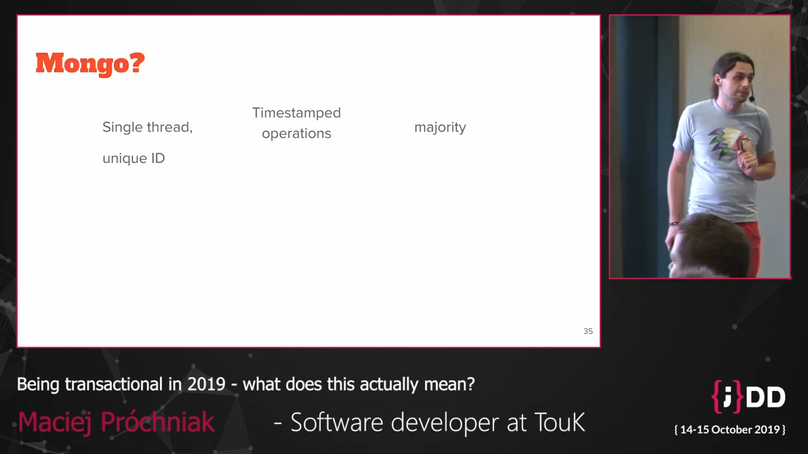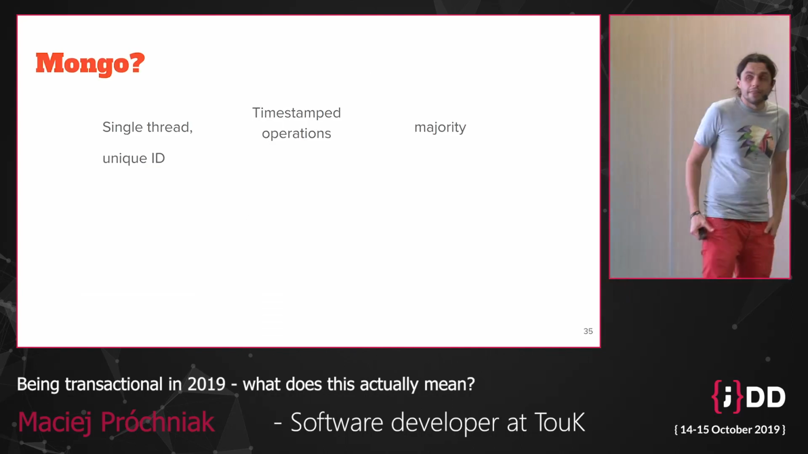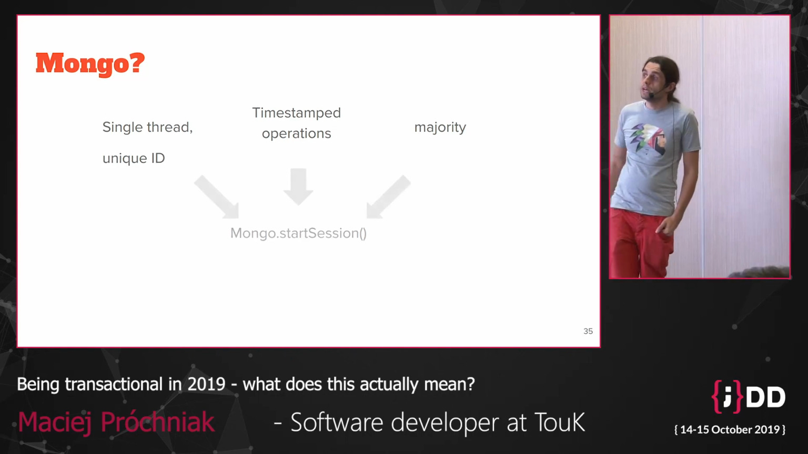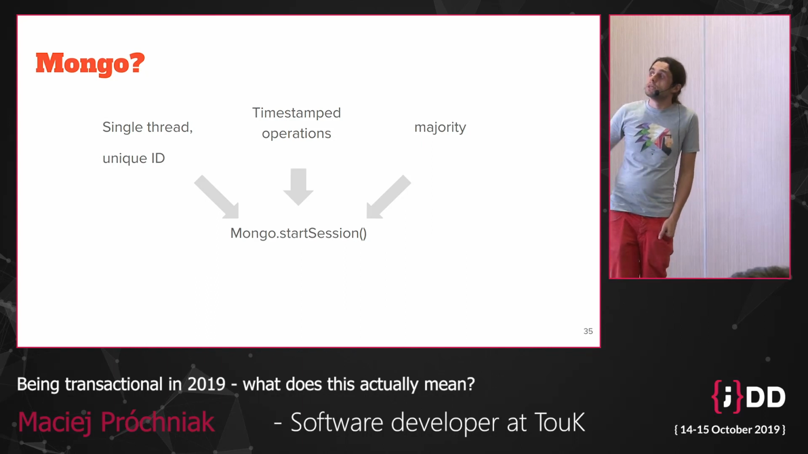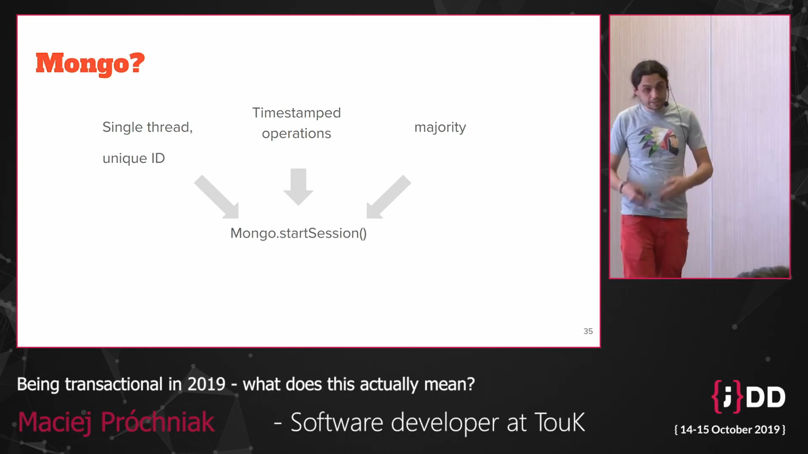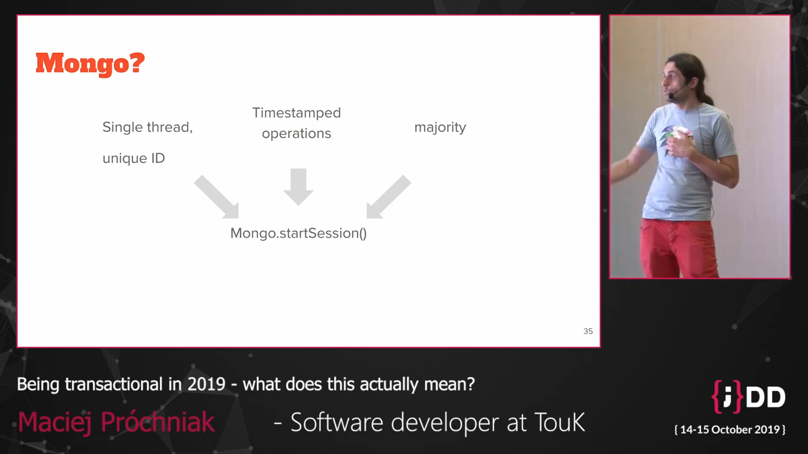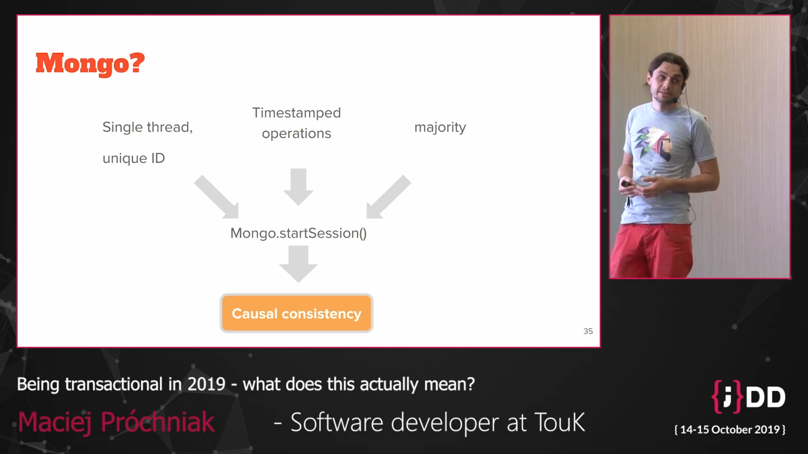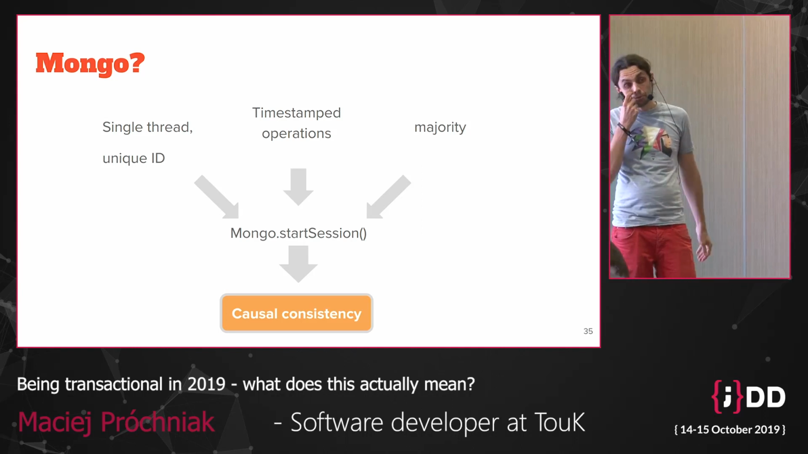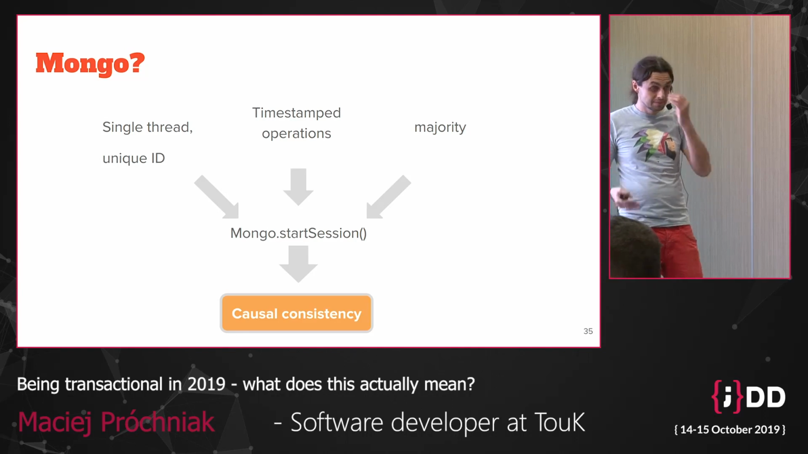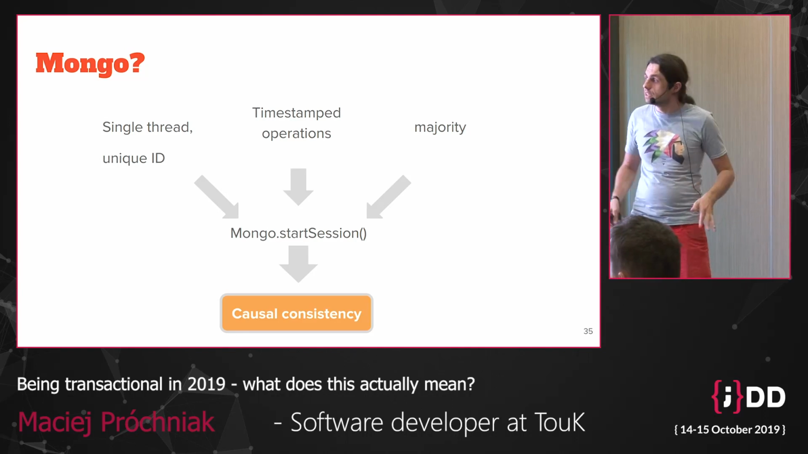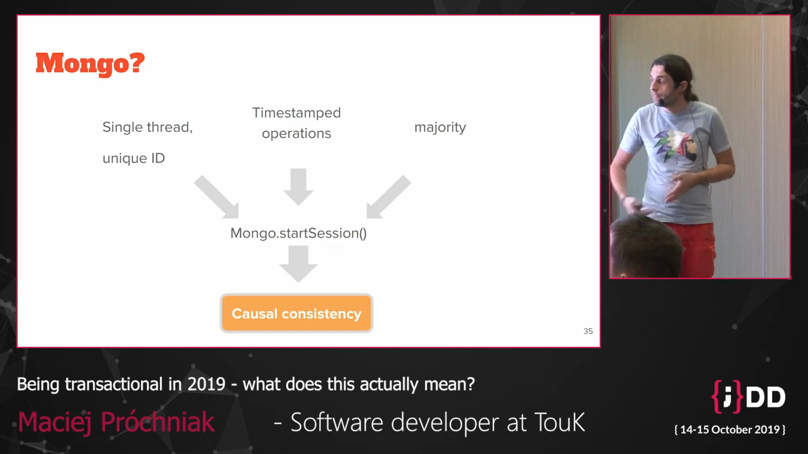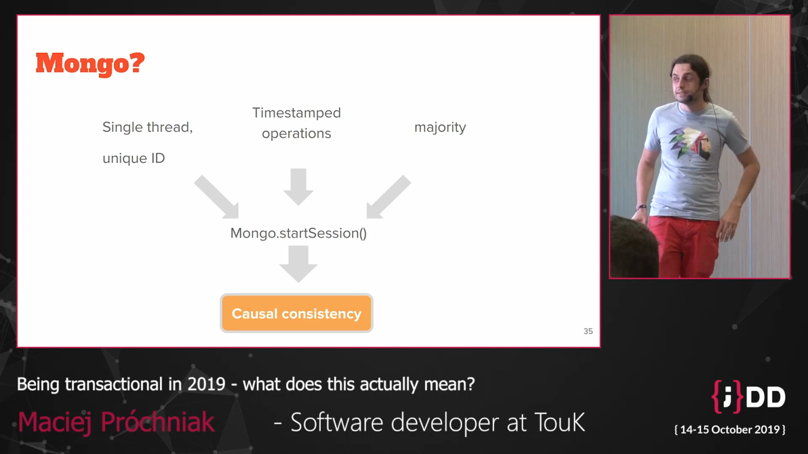Starting with, I think, version 3.4 or something like that, they introduced a notion of session. And under certain requirements, like single thread, operations must be time-stamped, and some consistency guarantees on reads and writes, we can use something like Mongo start session, and we can get this causal consistency. So if you make operations during one Mongo session, which is single-threaded, yeah, there are some restrictions, then we can have quite nice consistency guarantees.